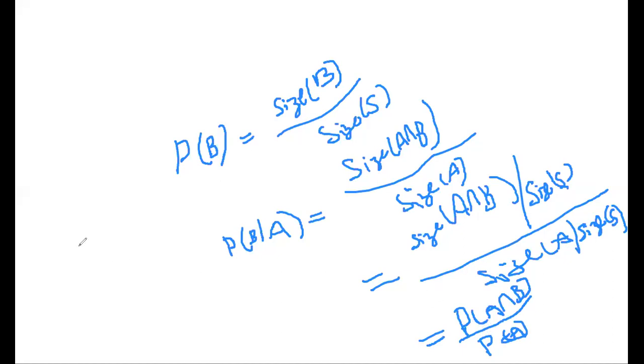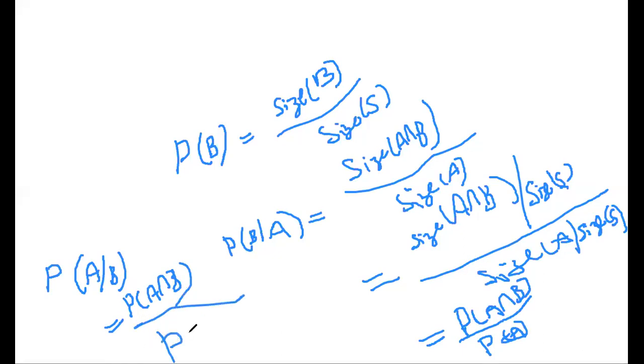Similarly, what is probability of A given B? It can be written as: the numerator will be the same, probability of A intersection B, by probability of B. Yes or no? If you see here, it is given A, so in the denominator we have P of A. For probability of A given B, in the denominator we have probability of B.